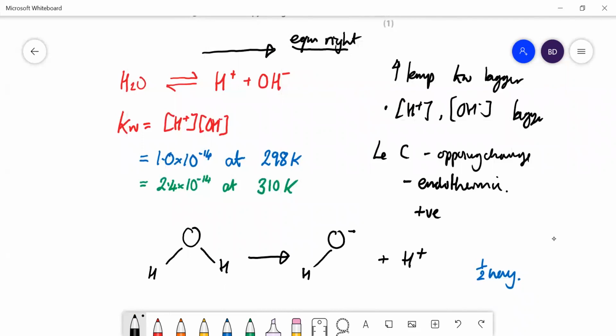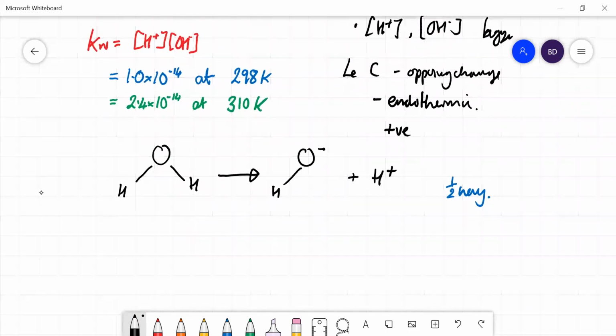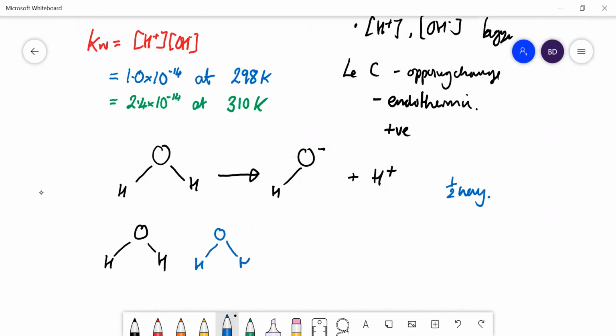Because really, what I've just written down there, H2O going to OH minus and H plus, is a simplification. What's really happening is you've got two H2O. I'll do a blue one and a black one. Let's say that the black one is going to give away a proton to the blue one. So that's going to form H3O plus. That's what's really happening there. I'll draw that properly.